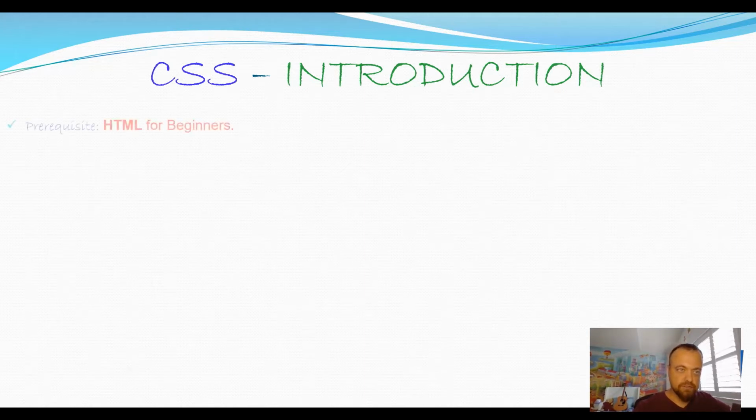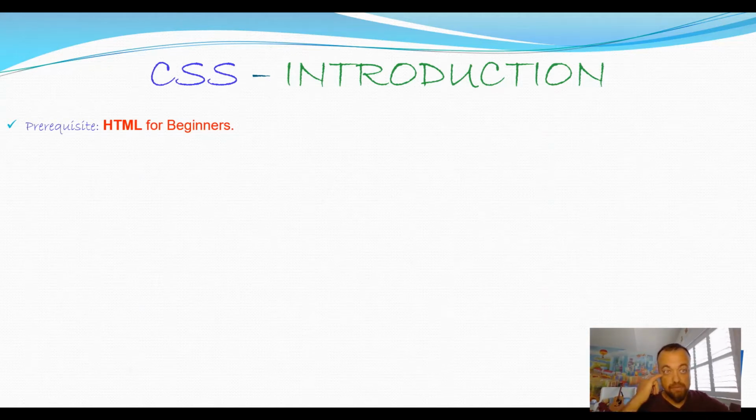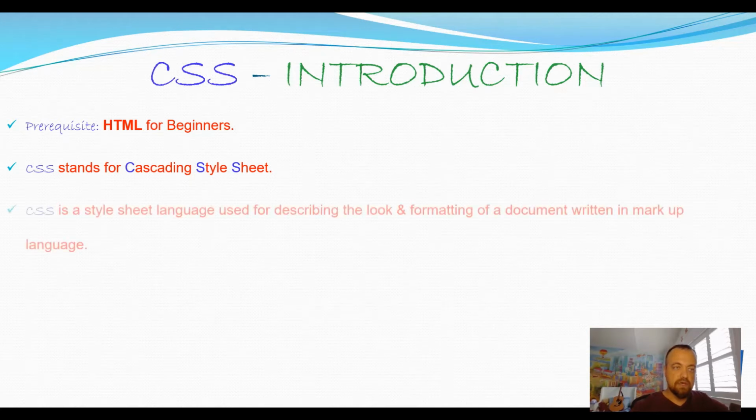So first things first, the prerequisite would be HTML for beginners. Before watching this CSS tutorial, do make sure to watch my HTML for beginners tutorial so that you have a grasp of HTML. Second point would be the CSS definition. CSS stands for Cascading Style Sheets, as you can see. And thirdly, CSS is a style sheet language used for describing the look and formatting of a document written in a markup language, as I mentioned.